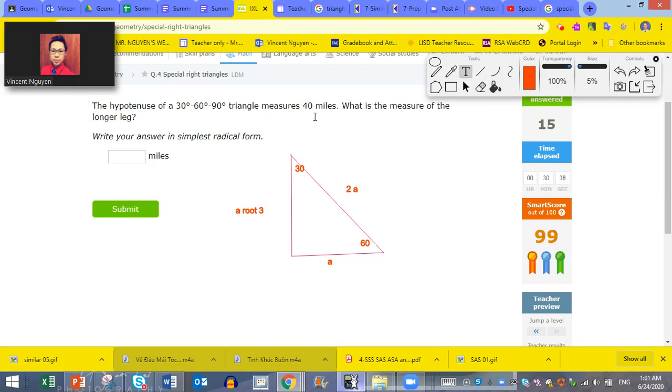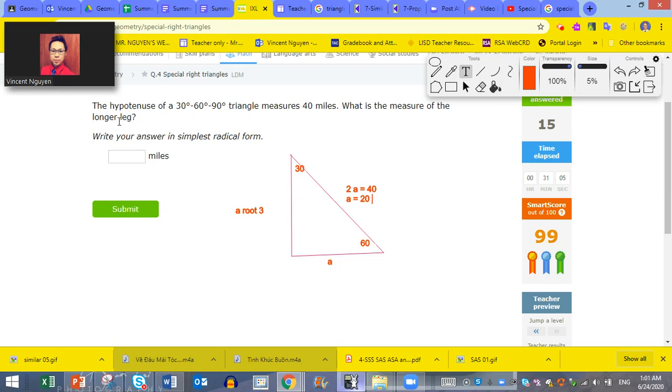All right, let's put in some measurement. The hypotenuse of the triangle measures 40 miles. Oh, here's the hypotenuse. So I'm going to set it equal to 40, and I'm going to solve the equation by dividing both sides by 2. So A equals 20. Right? A equals 20. And if I take that A and plug it into the triangle's legs, I would get the answer.